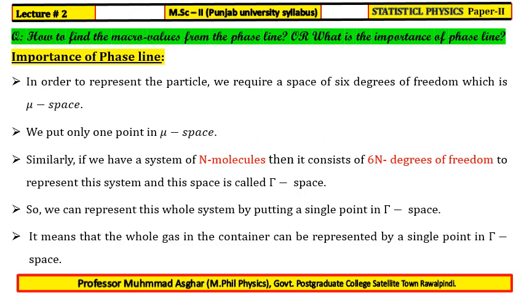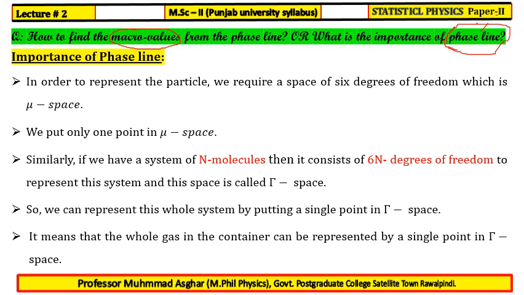Now, as we have seen, phase space gives us the concept of phase line, which is drawn in the position and momentum coordinates. So we will see what is the importance of this phase line in statistical physics and how it is useful to find the macro values of the system using this concept.